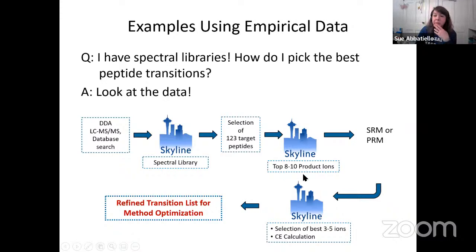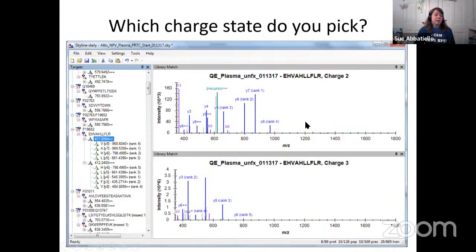So for people using triple quads or SRM, we often want to take the total number of fragment ions and narrow it down to like 3 or 5 most intense that may not be interfered with. And this requires a little method development, but once those are set, they're pretty good. For PRM or parallel reaction monitoring, you can keep all of those and just worry about how the data looks and then not include some of those peptides at the end, but they will always be collected by the mass spectrometer. And ultimately, by going through this process, you have a refined transition list for method optimization.